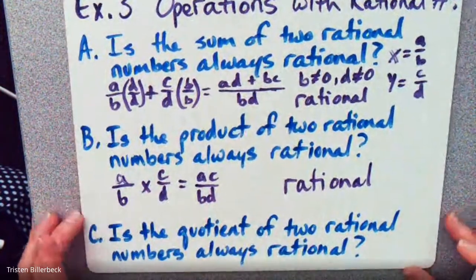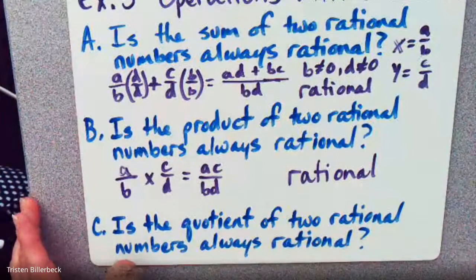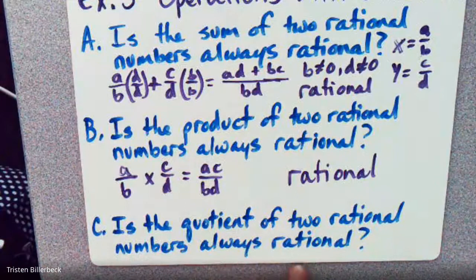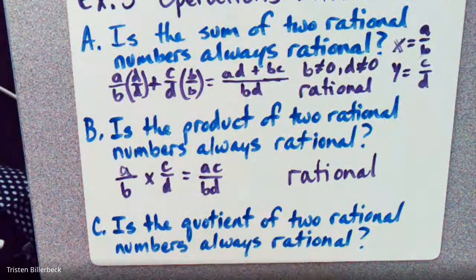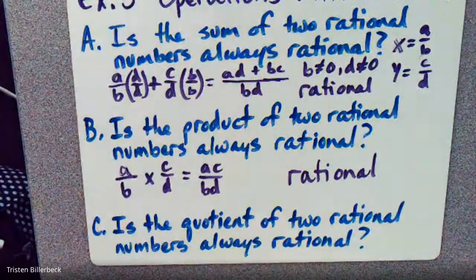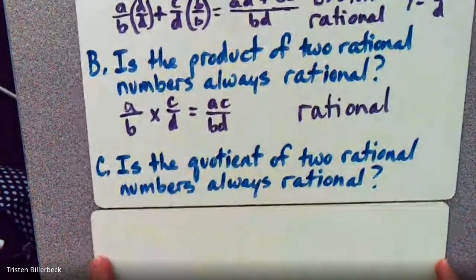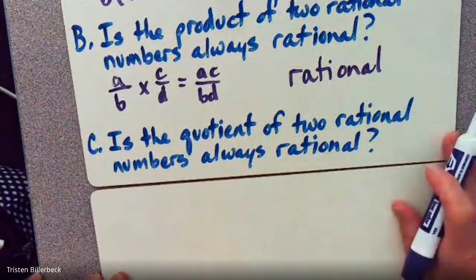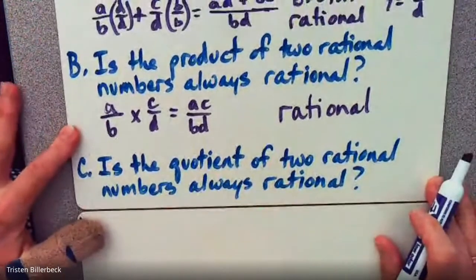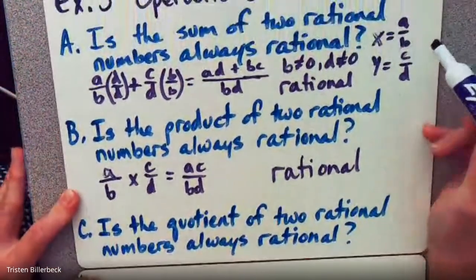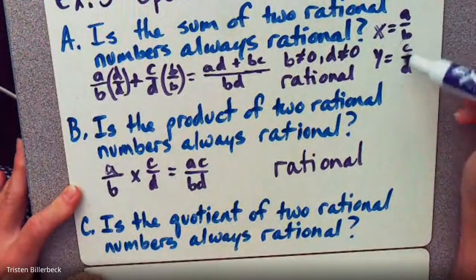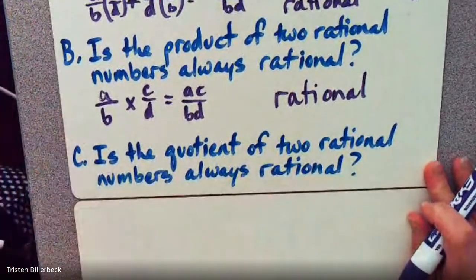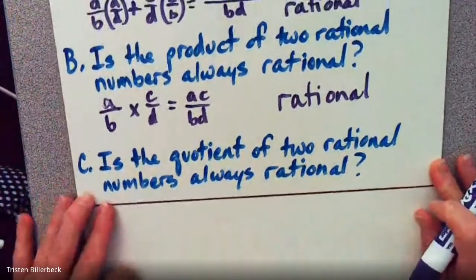Okay, but now let's look at this one. It says, is the quotient of two rational numbers always rational? Well, let's get some work and take a look. We've said B and D can't equal zero. That's because when we set it up in the first way, we can't have a zero in the denominator because that creates an undefined situation. So we always have to say those two can't be zero.